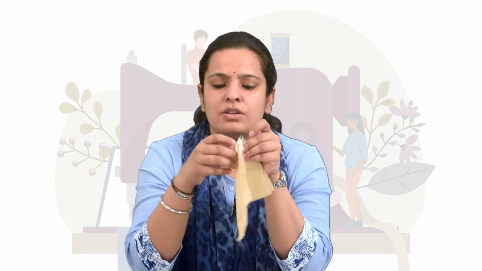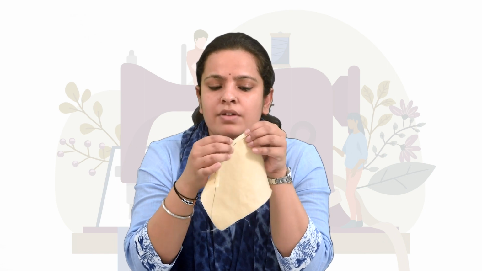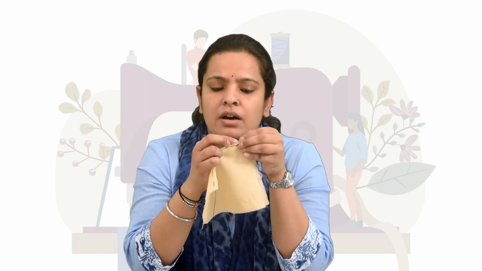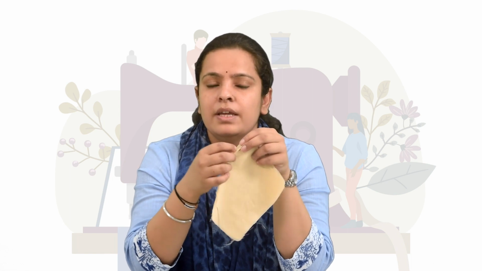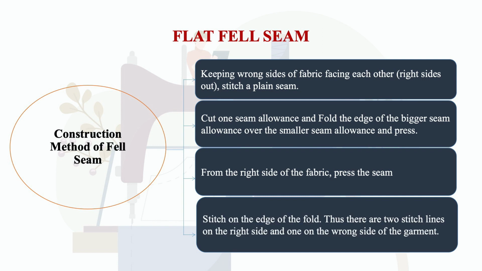And press. If we have two fabrics, we have two seam allowances. So we just cut one seam allowance and fold it over the bigger seam allowance we have. Then from the right side of the fabric, press the seam and stitch on the edge of the fold. Thus there are two stitching lines on the right side and one on the wrong side.